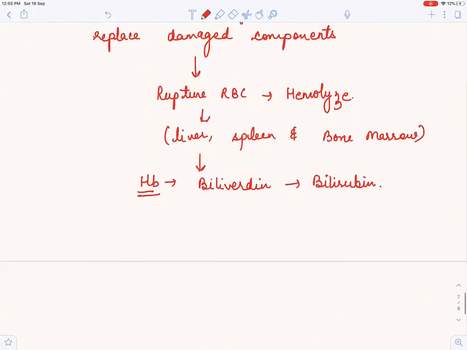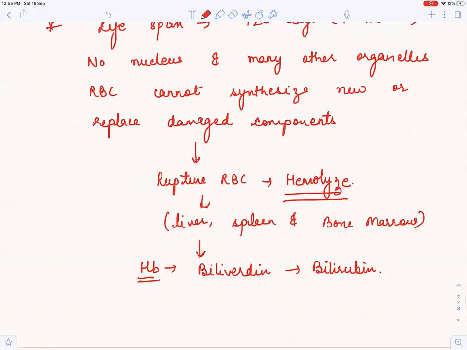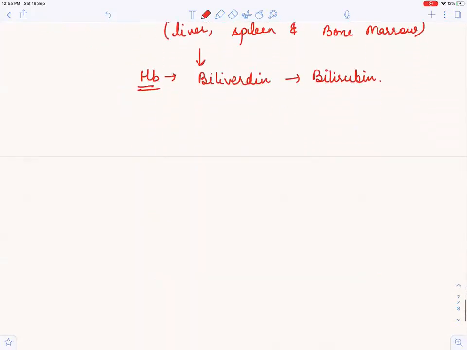We'll do this hemolysis process in detail. Since we are doing this, so I just thought I'll tell you.